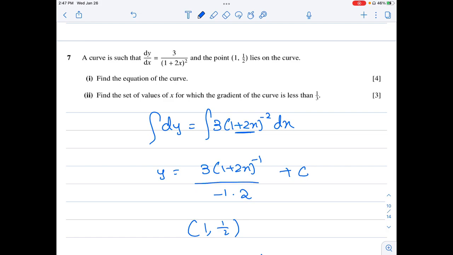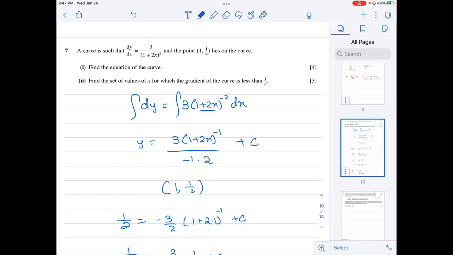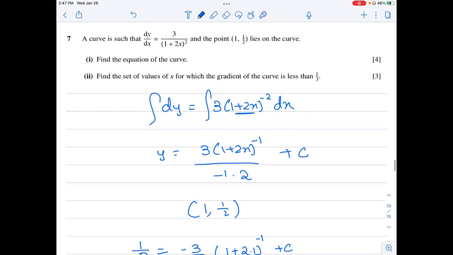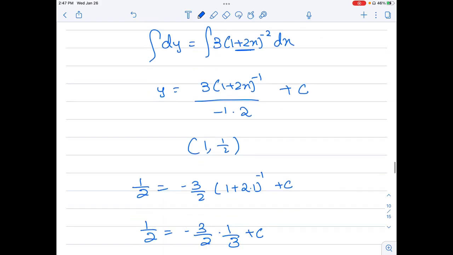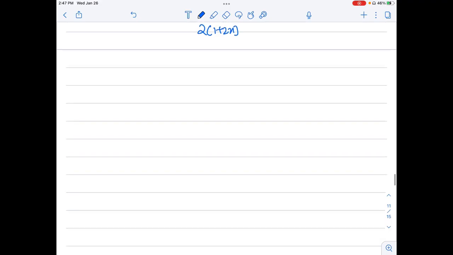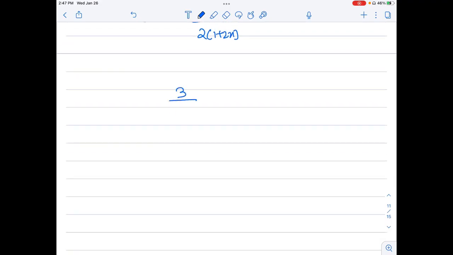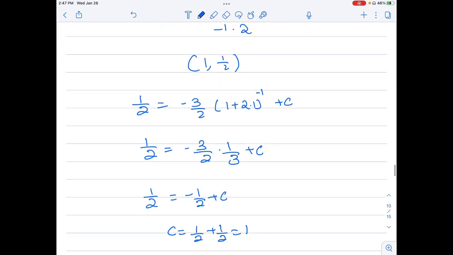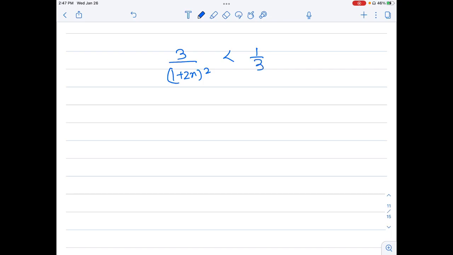Find the set of values of x for which the gradient is always less than 1 upon 3. He says gradient is less than 1 upon 3. So what was that gradient? Gradient is 3 upon 1 plus 2x whole square. 3 upon 1 plus 2x whole square is always less than, how much is that? 1 upon 3. So do the cross multiplication. 1 plus 2x whole square is greater than 9.